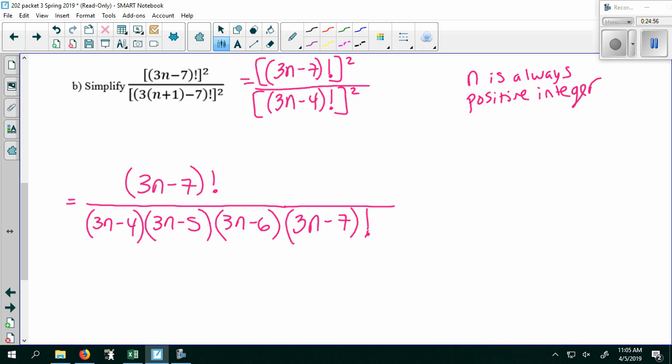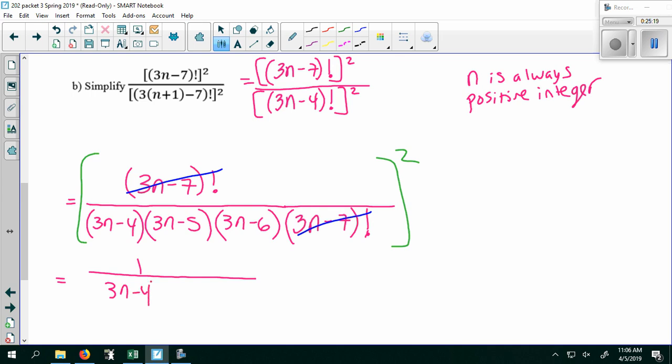Now, both the top and the bottom were being squared. So I'm just going to square the whole fraction instead of squaring the top and the bottom separately. And so now I cancel my 3n minus 7 factorials. And you're left with 1 over 3n minus 4 times 3n minus 5 times 3n minus 6. And then all of that is squared. So you would square the top and square the bottom, and squaring the bottom would mean squaring each factor. Squaring 1 would still give you 1.